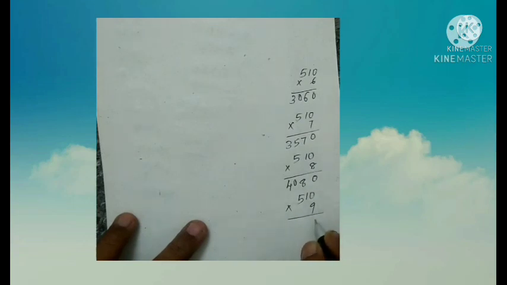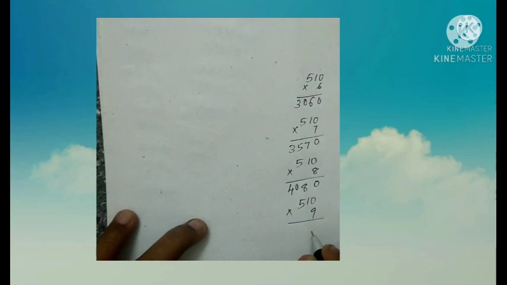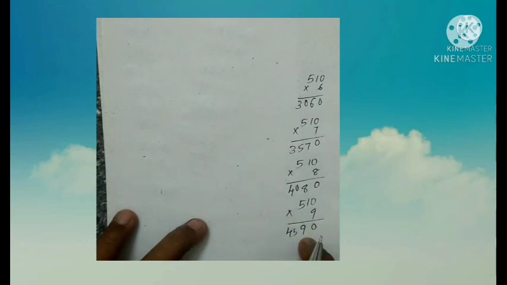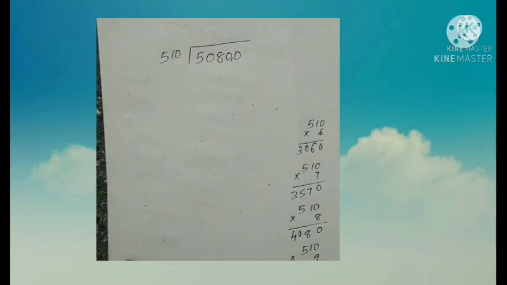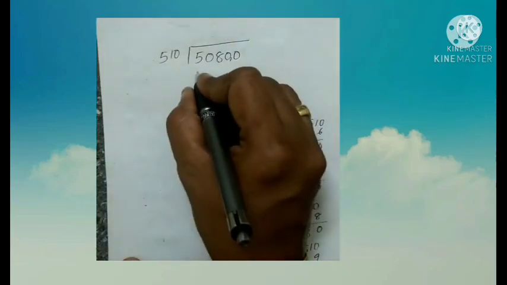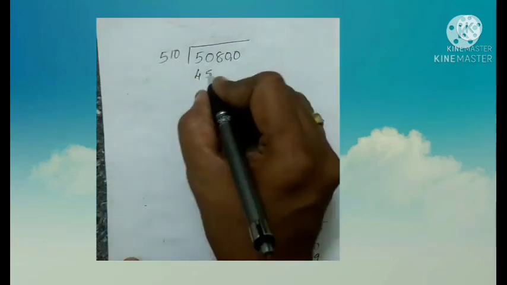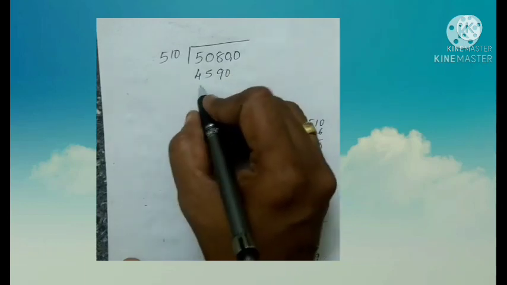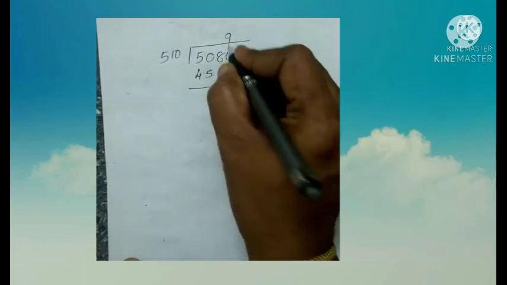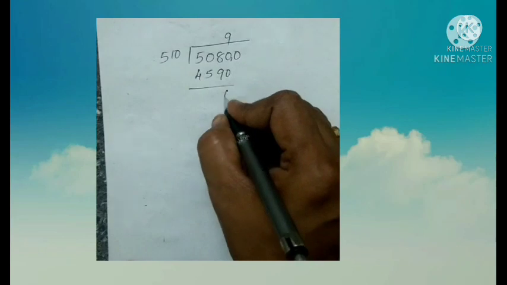9 into 0, 0. 1 9 is 9. 5 9s are 45. So this number we can write it here: 4,590. So writing here how many times? 9 times. Then subtraction, 0 minus 0, 0.